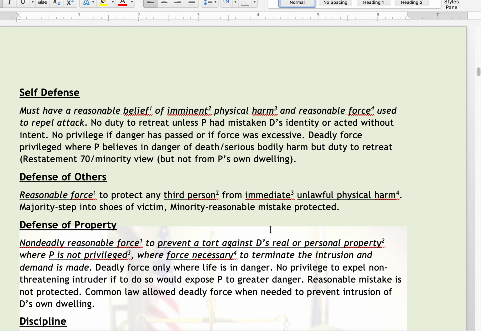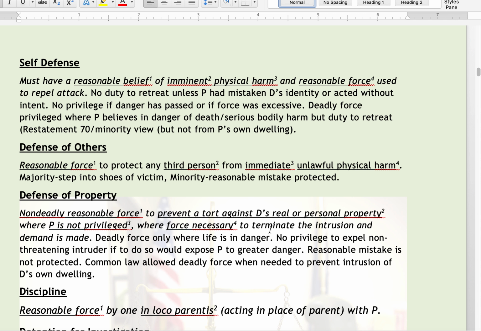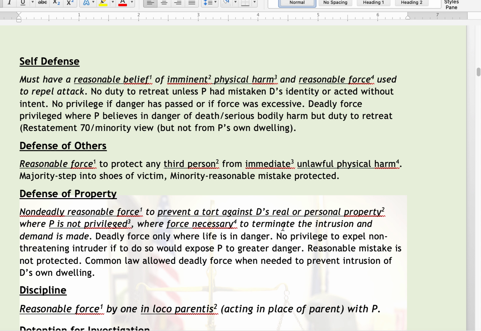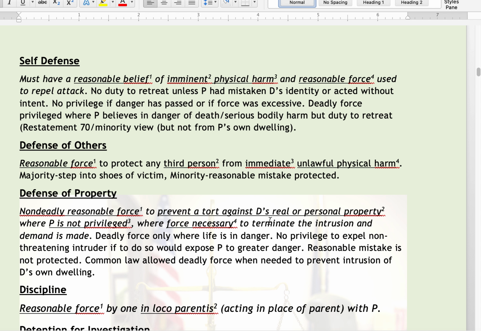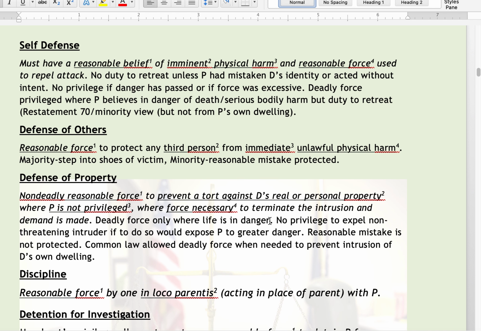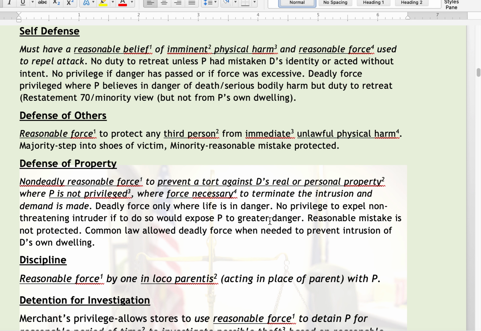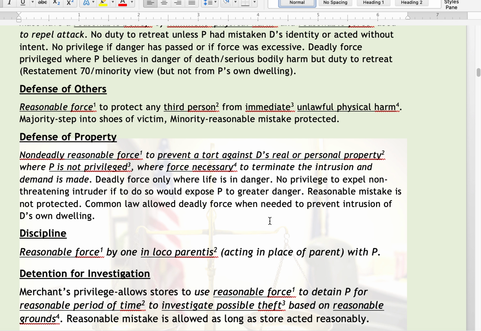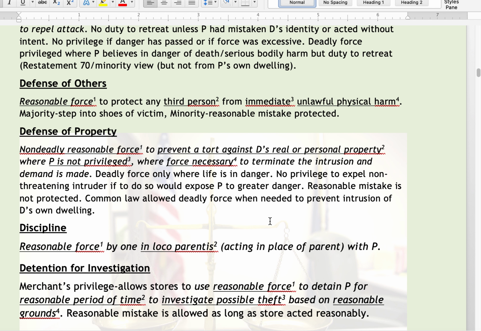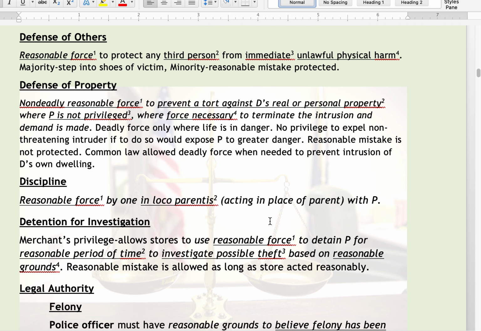Self-defense. Must have a reasonable belief of imminent physical harm, and reasonable force used to repel the attack. No duty to retreat unless plaintiff had mistaken D's identity or acted without intent. No privilege if danger has passed or if force was excessive. Deadly force privilege where defendant believes he is in danger of death or serious bodily harm, but duty to retreat. Restatement 70, minority view, but not from the defendant's own dwelling.